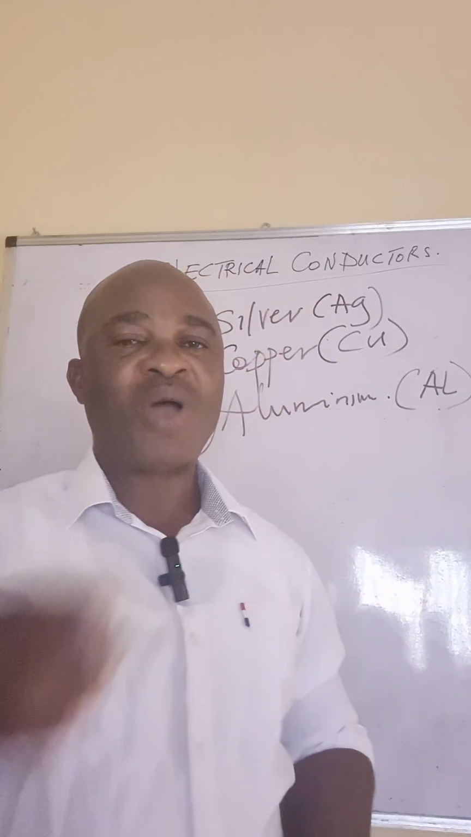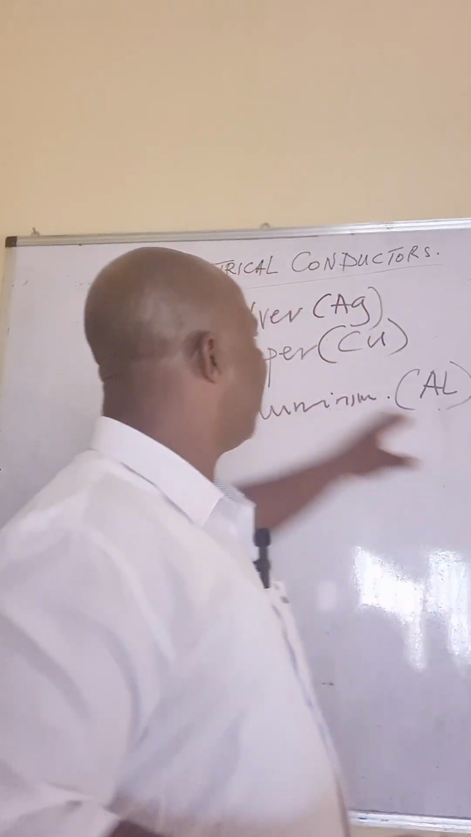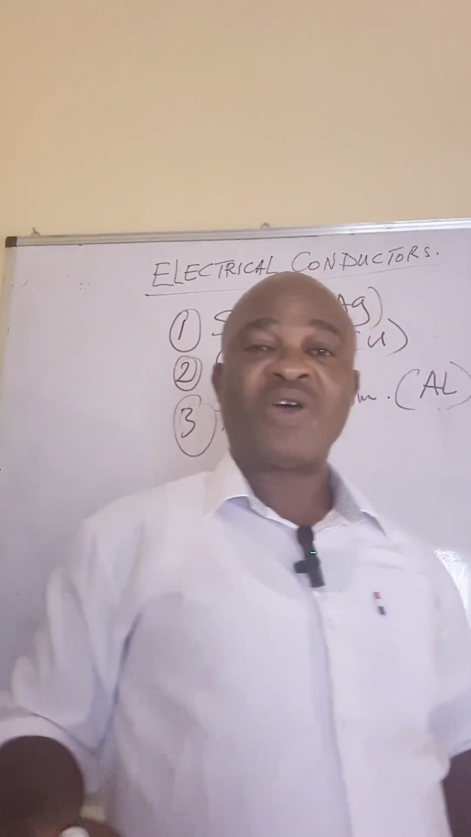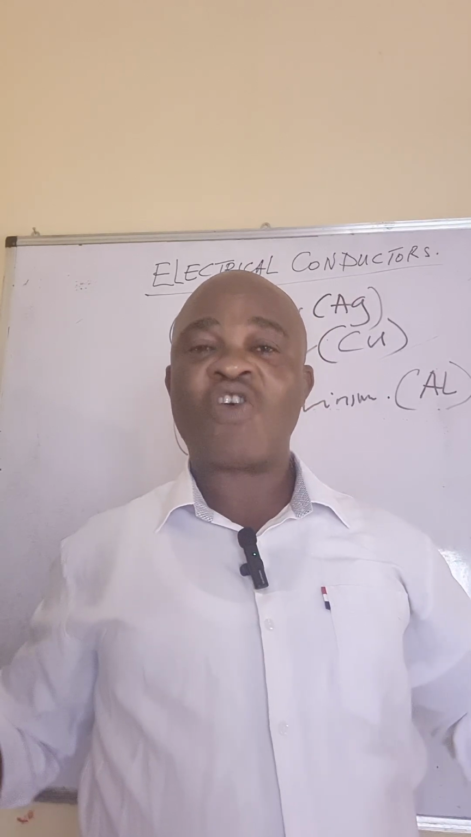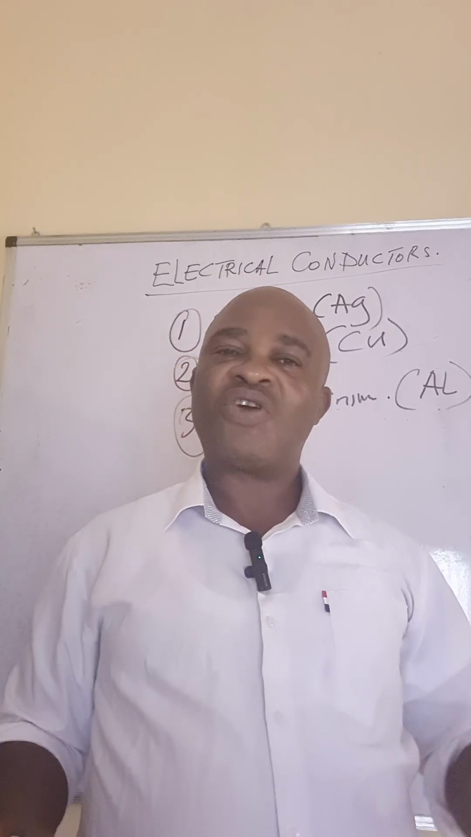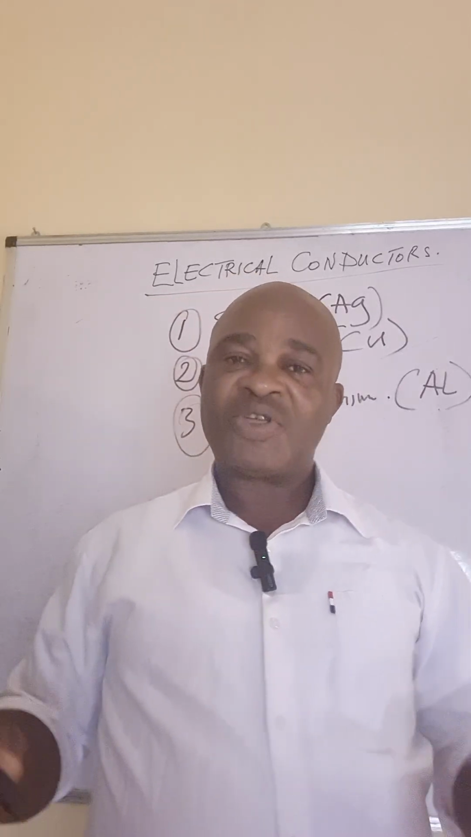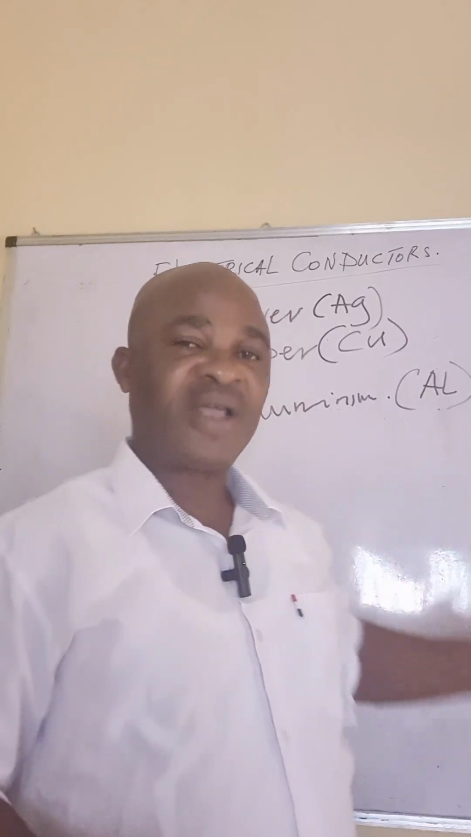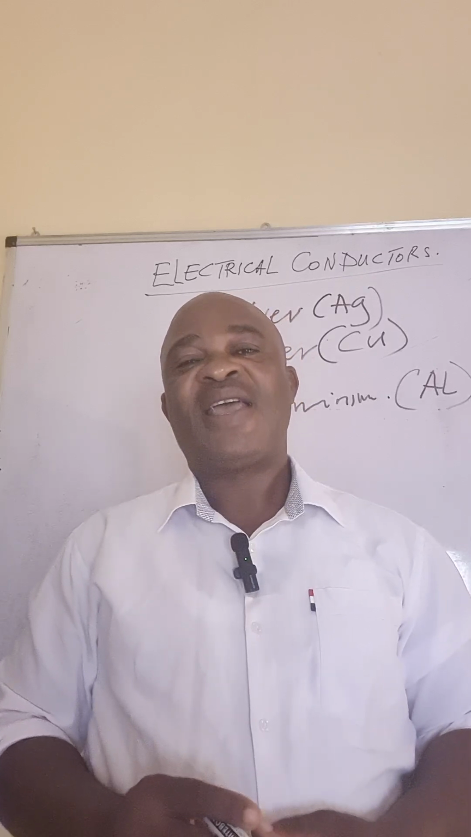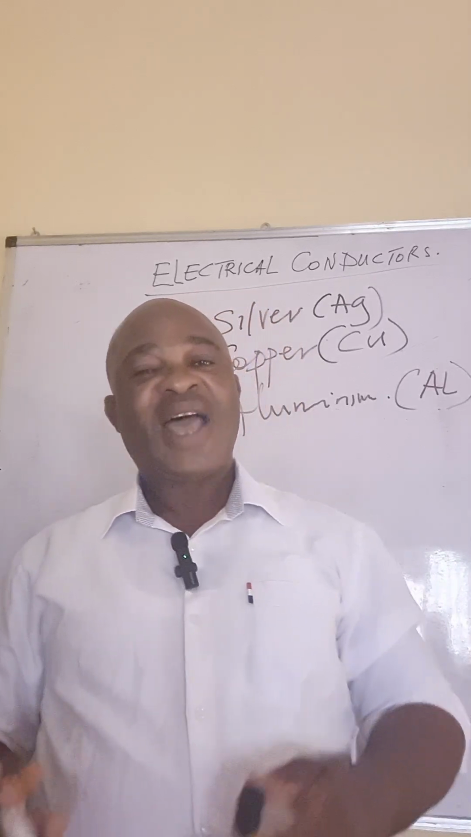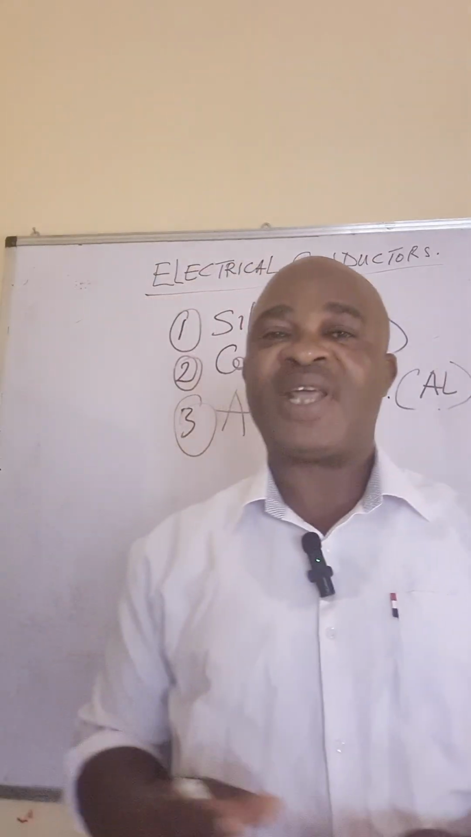So I want you to have it at the bottom of your mind that silver is the best conductor based on the following properties. One, silver has a very high conductivity. Therefore, it conducts electricity very well. Silver equally conducts heat energy. It absorbs and conducts heat energy. Silver is also shiny in appearance. And then silver has a low density.